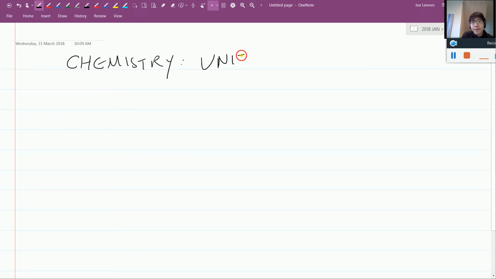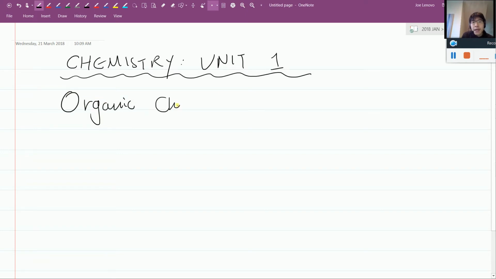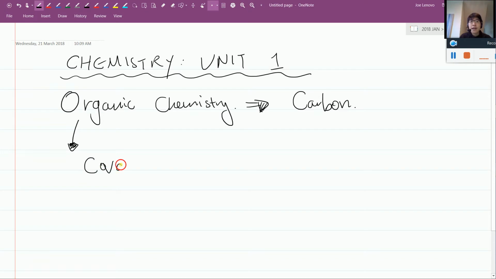Unit 1, the final area. This particular area is all about organic chemistry. Most of you would be familiar with organic chemistry, which has another name: carbon chemistry. In terms of organic chemistry, it links to one of the very big topics that we've learned so far, which is called covalent compounds.